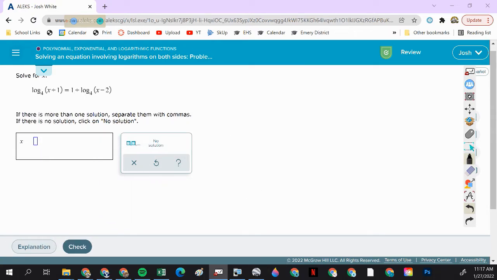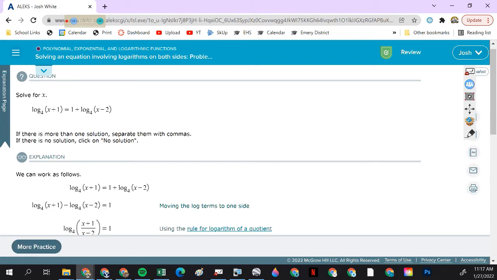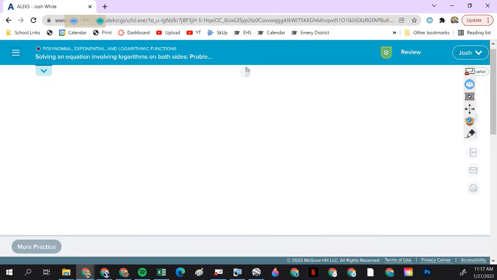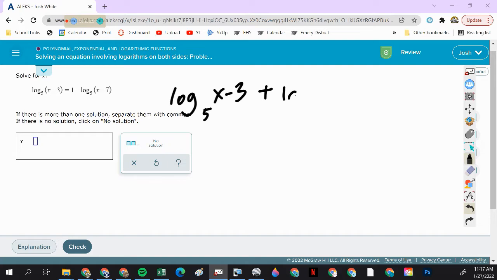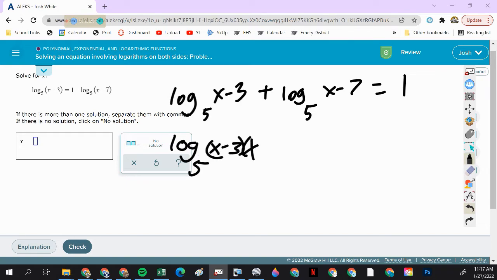Now, there's only one other version of this. Okay, this one. Same idea, except it's not going to be a negative over here. It's going to be positive log base 5 of x minus 7. How is that different? Instead of divide, we multiply. Log base 5 of x minus 3 times x minus 7 equals 1.